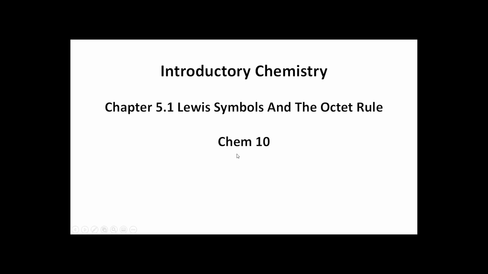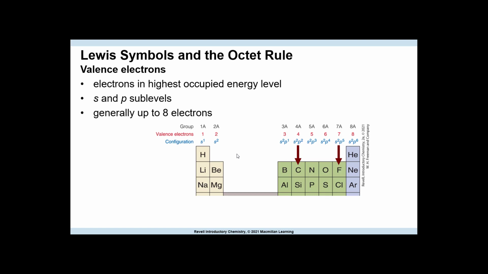Class, we're now beginning chapter 5. We are going to start with Lewis symbols and the octet rule. So chemical bonding involves charges in the atom's outer or valence electrons. Remember that valence electrons are the electrons in the highest occupied energy level of an atom. Because of the sublevel filling sequence, the valence level involves only the s and p sublevels.